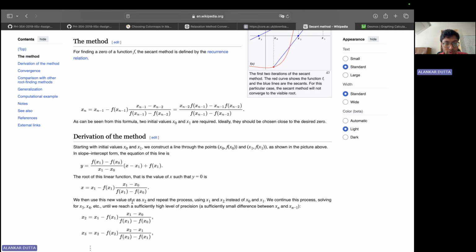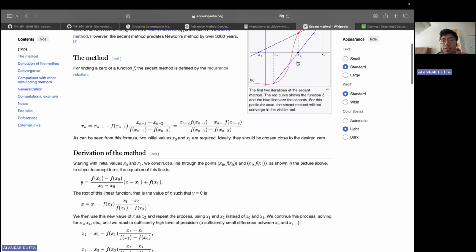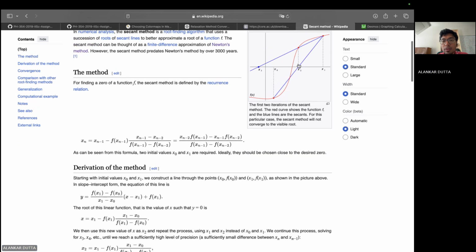Use this new root, the new value of x2, and repeat the process using x1 and x2 instead of x0 and x1. Again, find the function in here and repeat the process. So we repeat this process using x1 and x2, so that if you repeat the process, it will give you the next value, instead of x0 and x1, right?